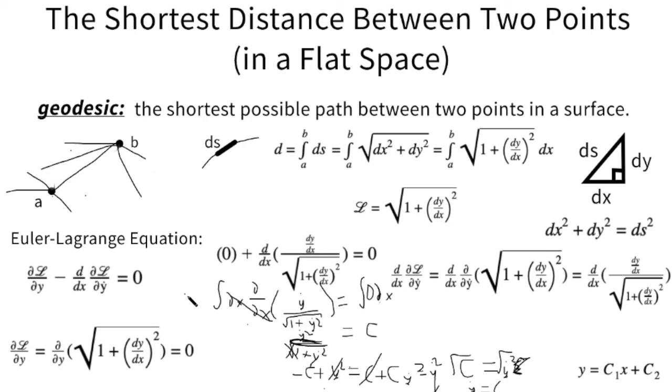So that's our answer. The shortest possible path between 2 points on a flat surface, the geodesic, is a straight line. Of course, Euclid just thought of this in his brain, thought of the fact that if you make any deviation to curve it, then you're adding distance, so it must be a straight line. But now we can mathematically prove it.